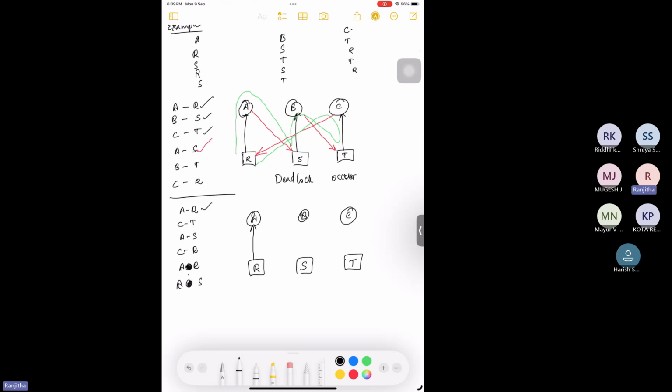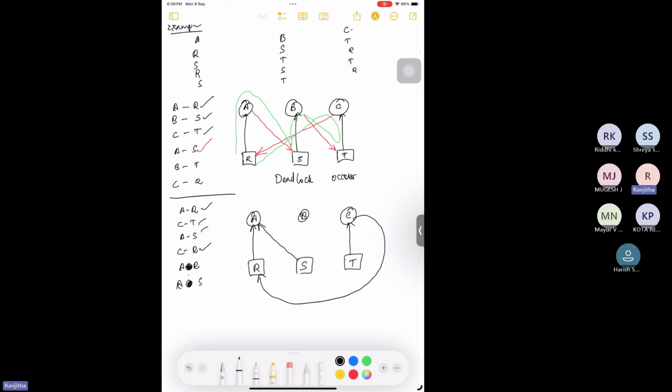Then C is asking for T. T is free, so T will be allotted to C. Now A is asking for S. S is also currently free, so S is also given to A. Now the next one is C is asking for R, but R is already allotted. So it will be a request.